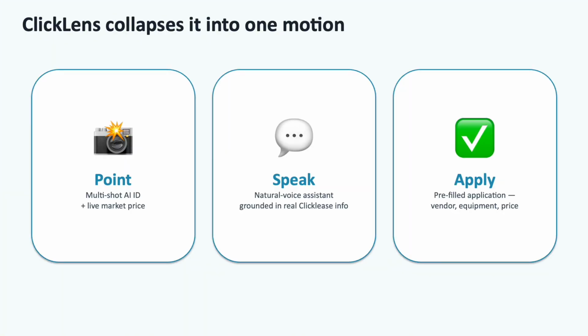ClickLens collapses all of that into one continuous motion. Point your phone at the equipment, and the AI identifies the exact make and model and pulls its real market price. Speak naturally, and the AI assistant answers, grounded in real ClickLease information. Then one tap takes you into an application that already knows the vendor, the equipment, and the price. From a photo to a financed lease, in under a minute.